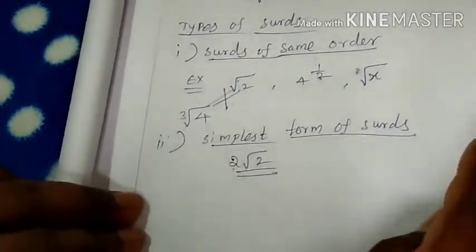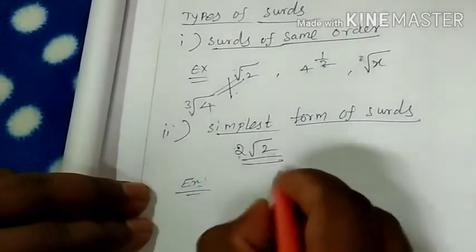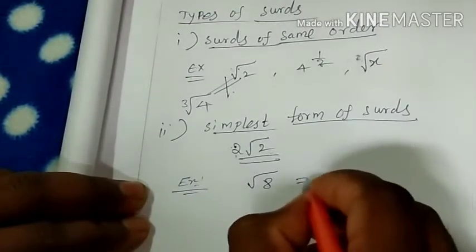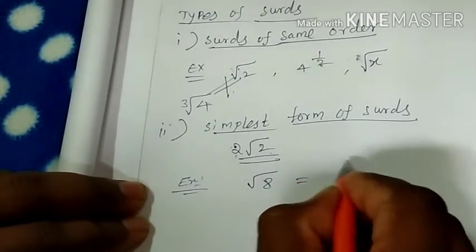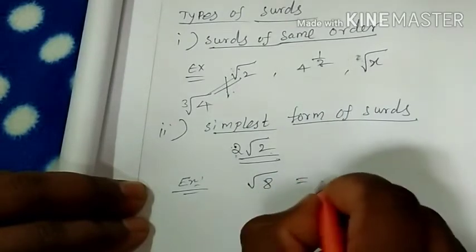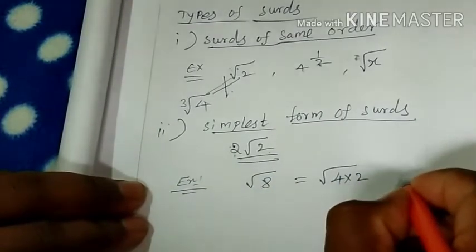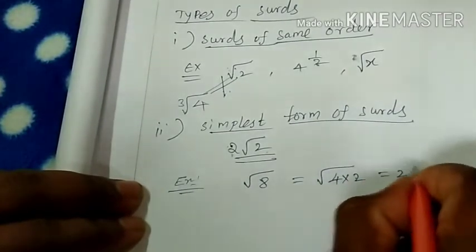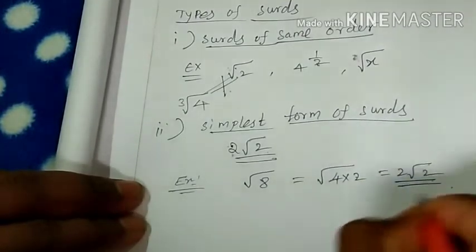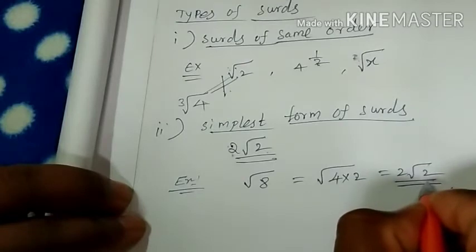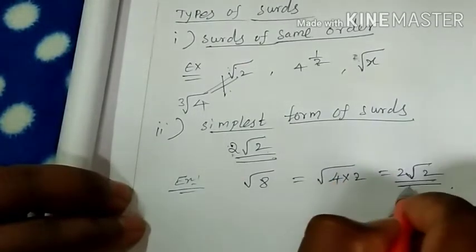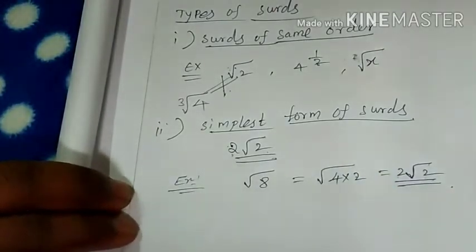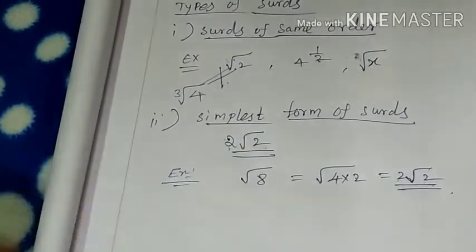The same, for example: suppose given root of 8. How to write this as the product of rational and irrational sets? This 8 can be written as 4 into 2. Then the square root of 4 is 2, then the square root of 2. This is the answer. This is the simplest form, the product of rational and irrational factors. That's all. This is the second one.